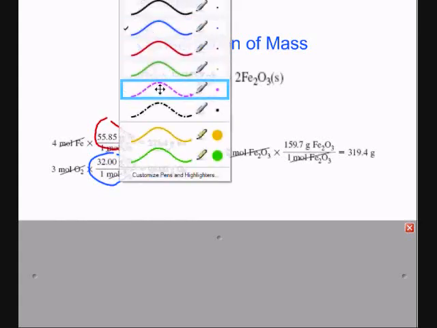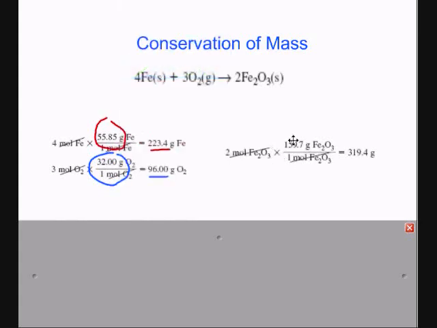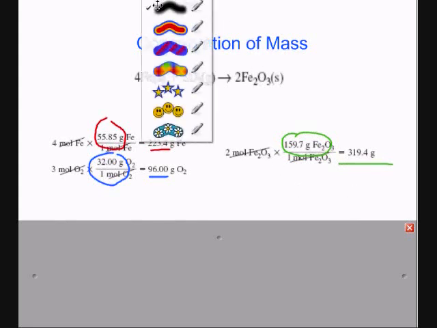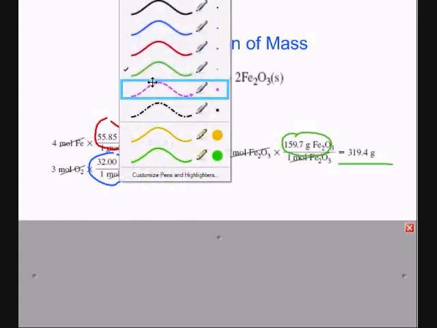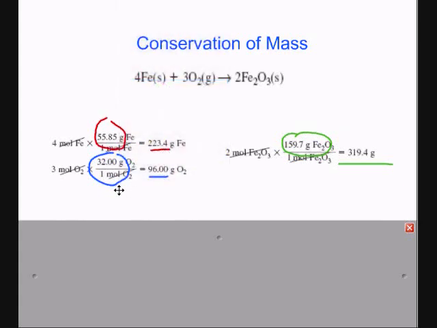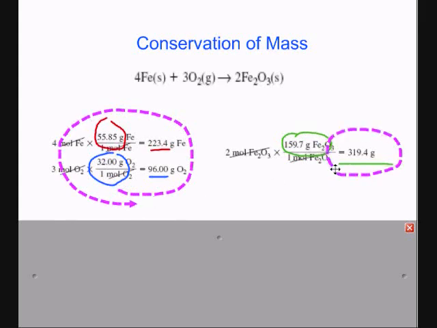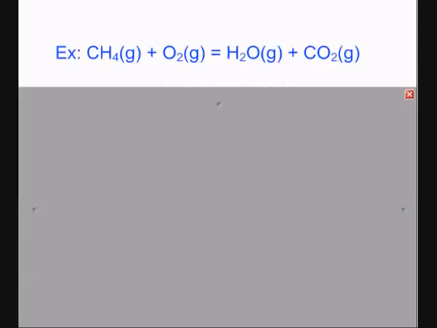And the last one here is our product, iron oxide, which weighs 159.7. You have 2 moles of it up here, gives you 319.4. And I think you guys can see that if you add up your reactants here, these reactants add up to 319.4. Reactants equal the same mass as products. Conservation of mass seems to work if we have a balanced equation.